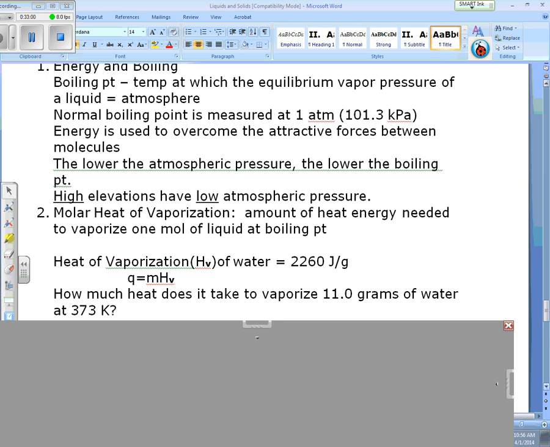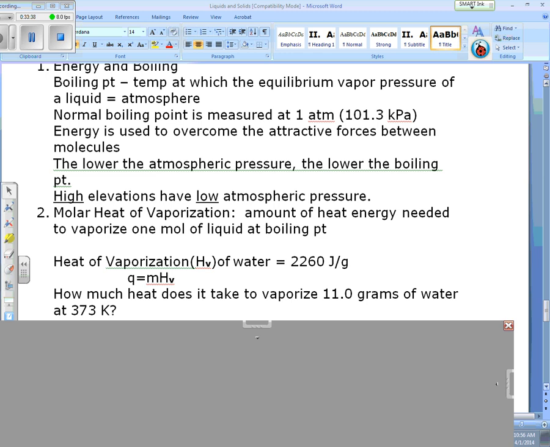And we need 3 sig figs, so I think it's 24,900 joules. Now, joules are pretty small, so generally if it's over 1,000, we go ahead and convert it to kilojoules. How many places do you have to move the decimal to go to kilojoules from a base unit? 3. So 1, 2, 3, it's 24.9 kilojoules. That's how much heat it takes to convert 11 grams or 11 milliliters of water into vapor. That's quite a bit of heat.